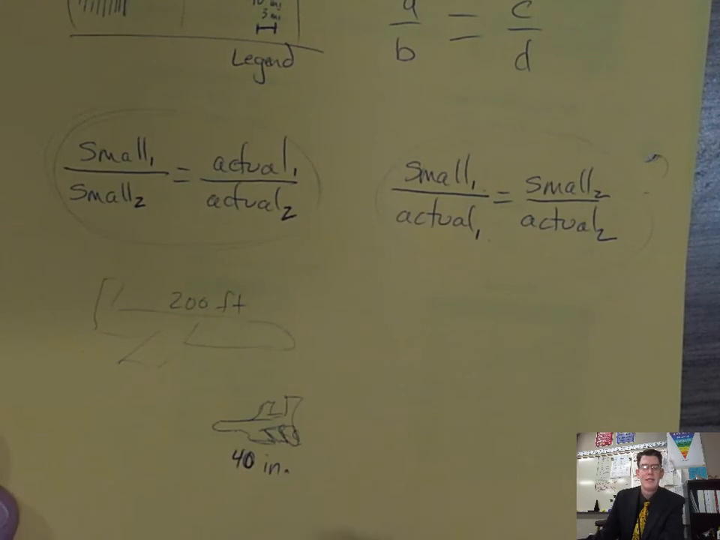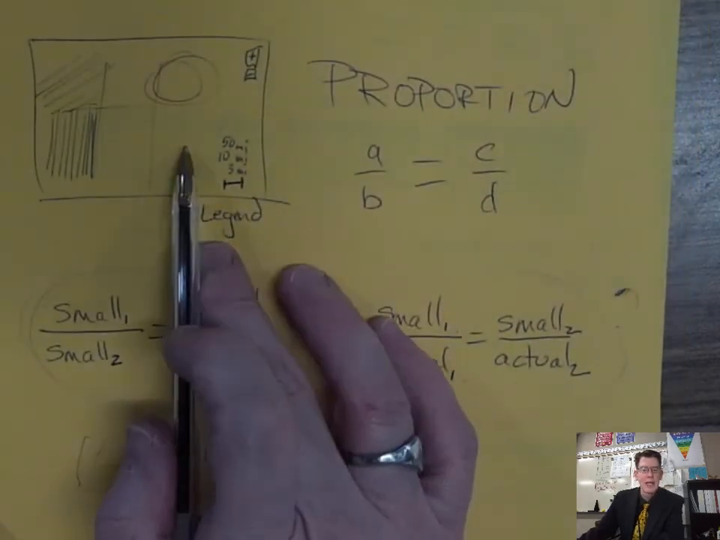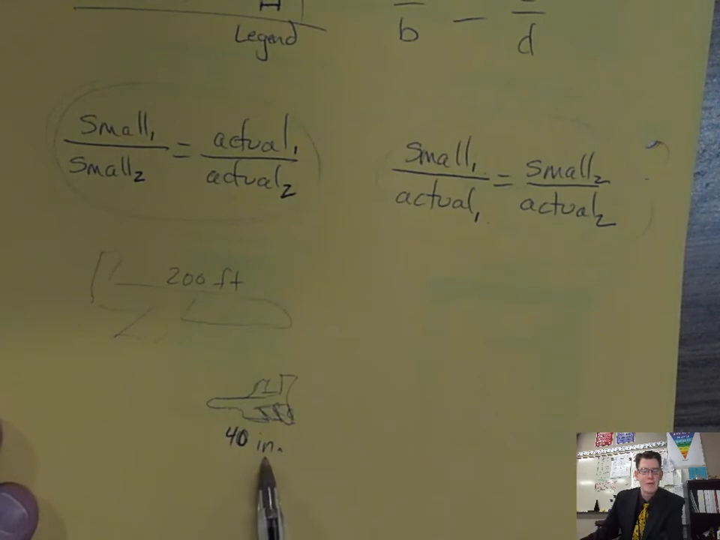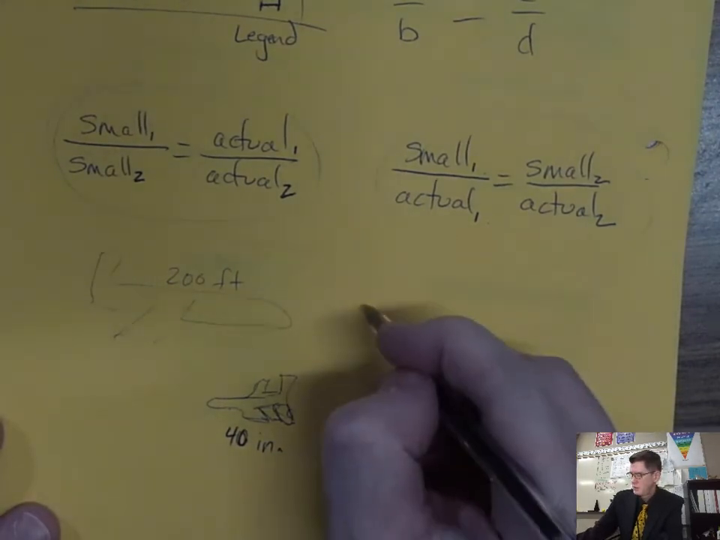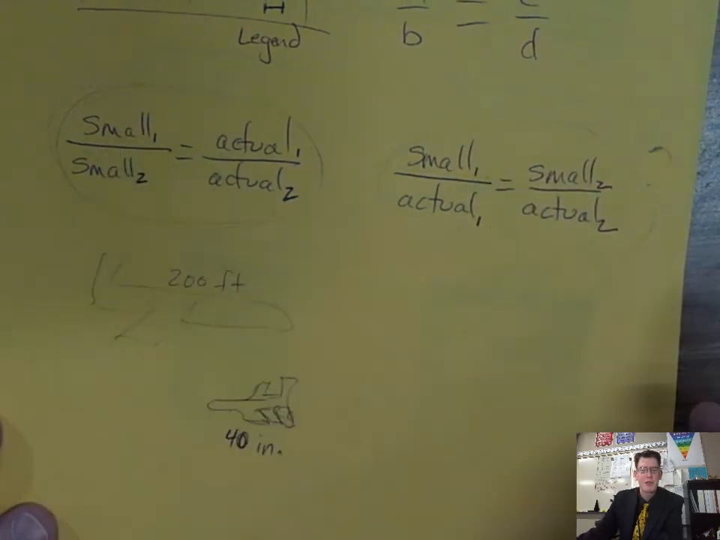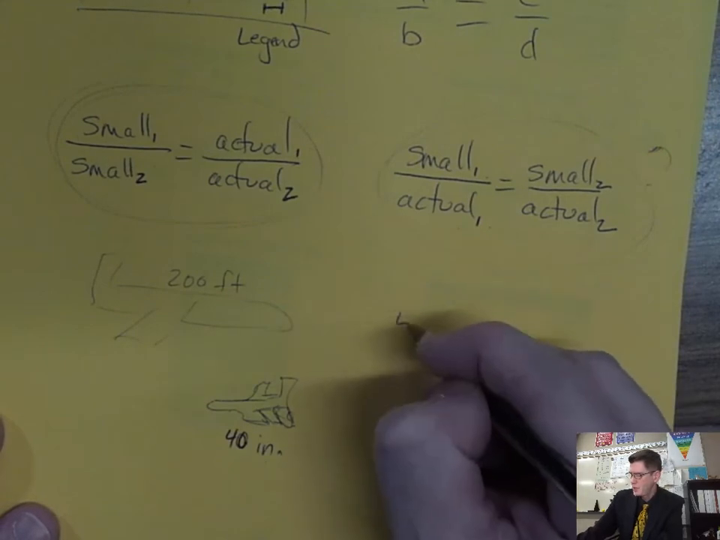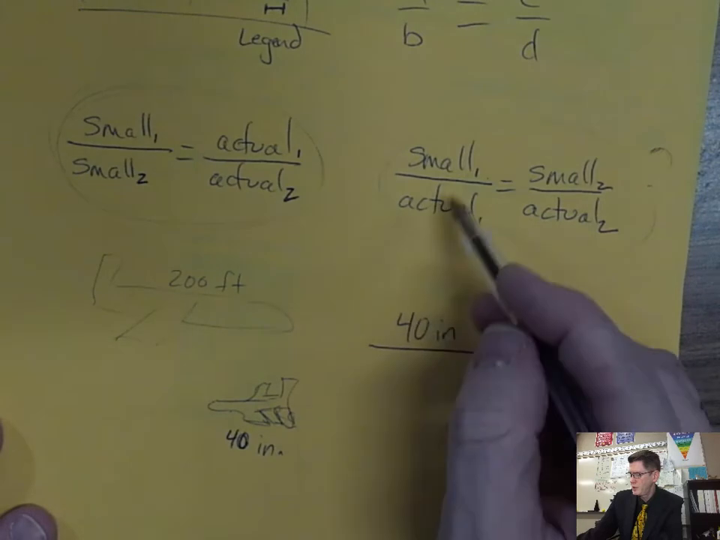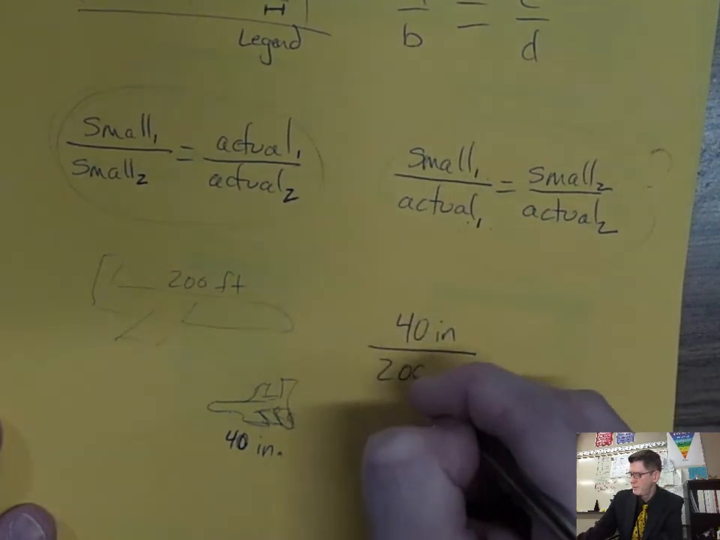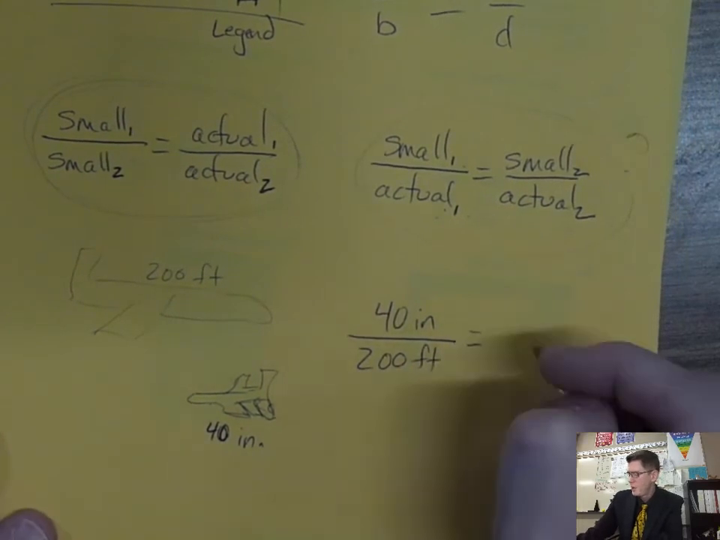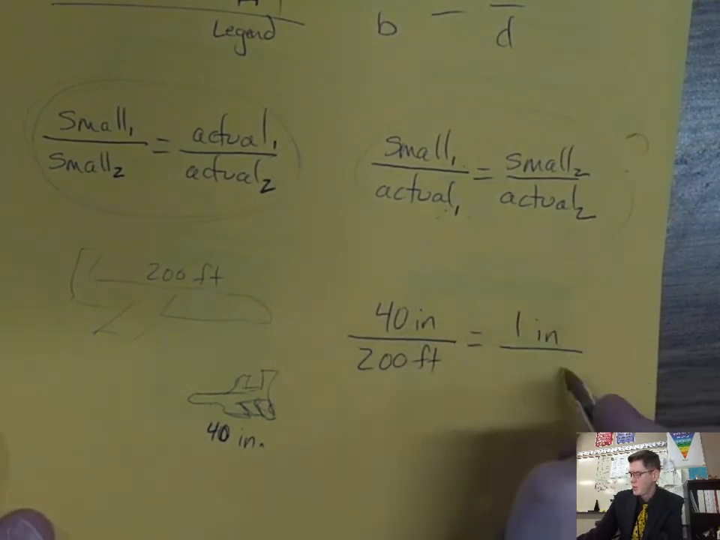What's my scale? What's the legend? It's just a matter of building this proportion. So right here, if I've got 40 inches, I'll do this right here, small to actual. And maybe I can even do both to show you, but the small is the 40 inches. 40 inches is the small one, so the actual one is 200 feet. And they'll say, well, what is 1 inch then? What does 1 inch equal? And so then you just have to figure out the last number there.